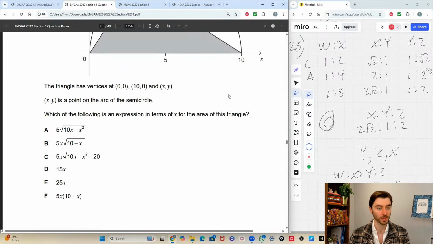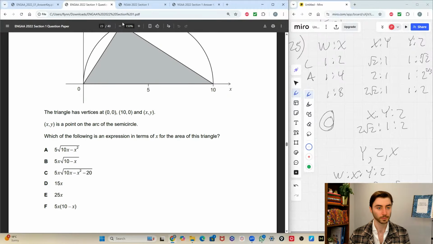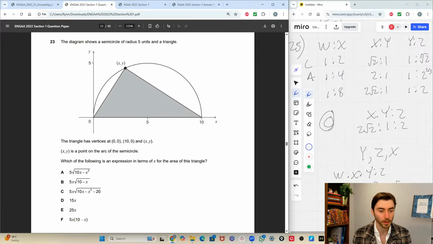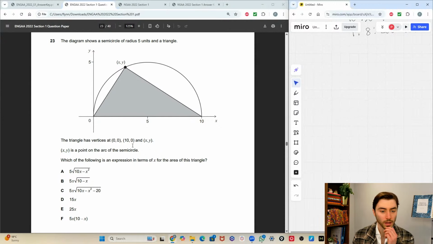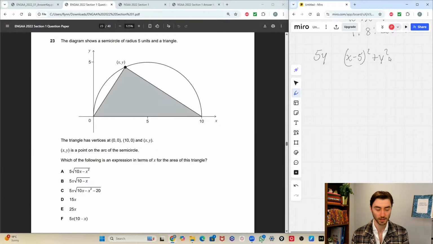Cool. So how much time have I got left? Vertices there. Arc of a semicircle. In terms of x for the area of this triangle. Well, the area of the triangle is half base times height. The base is 10 and the height is y. So the area of the triangle is 5y. So all we need to do is get y in terms of x. And that's done from the equation of the circle. So we know that x minus 5 squared plus y squared is equal to radius squared, which is 25.